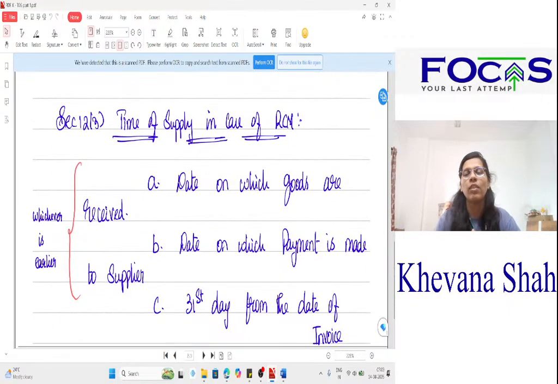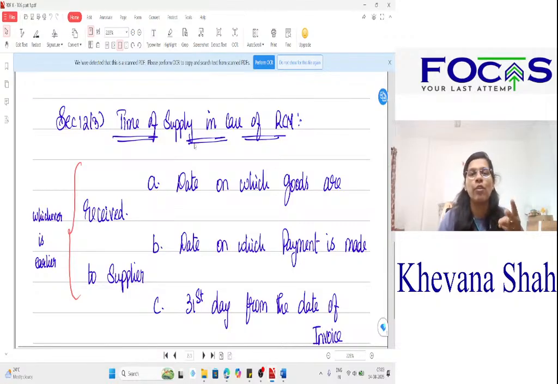Now we have section 12.3 which talks about time of supply in case of RCM. Whenever you have reverse charge mechanism, you have to check three options. First is the date on which your goods are received. Second is the date on which payment is made to the supplier, and third is the 31st day from the date of invoice.